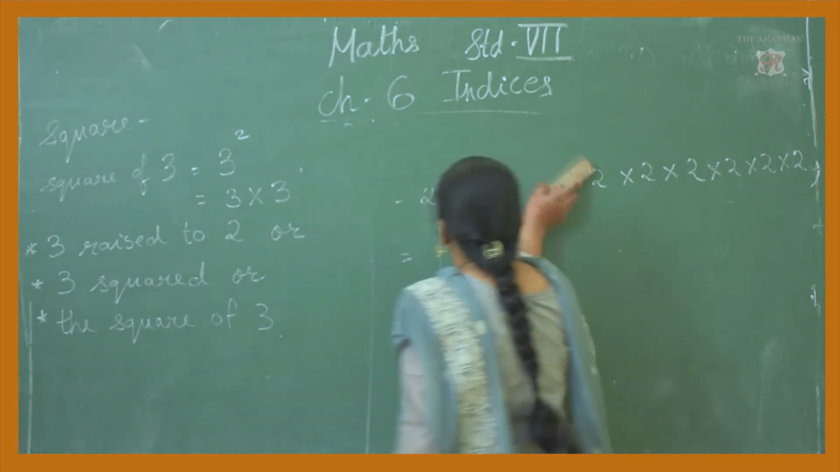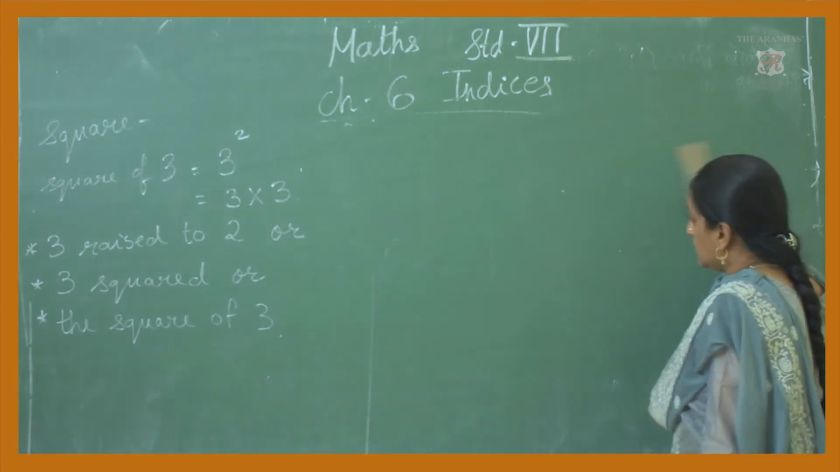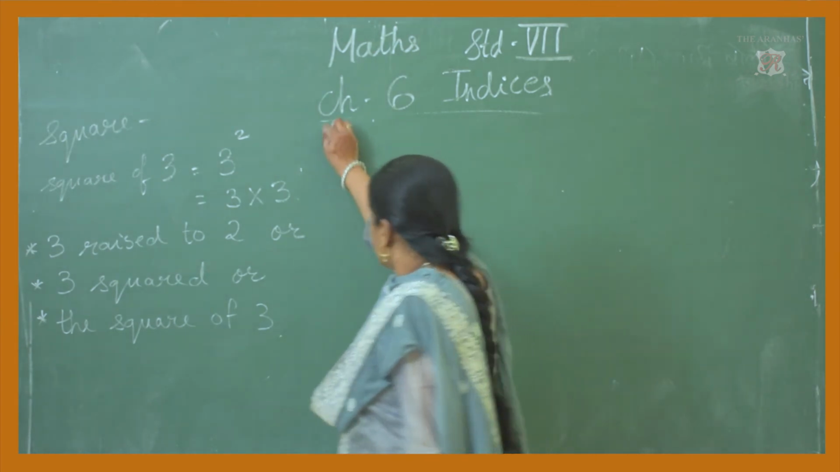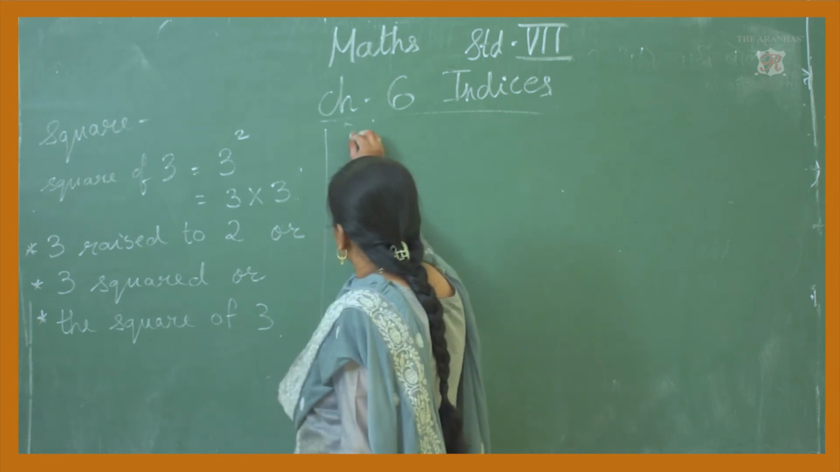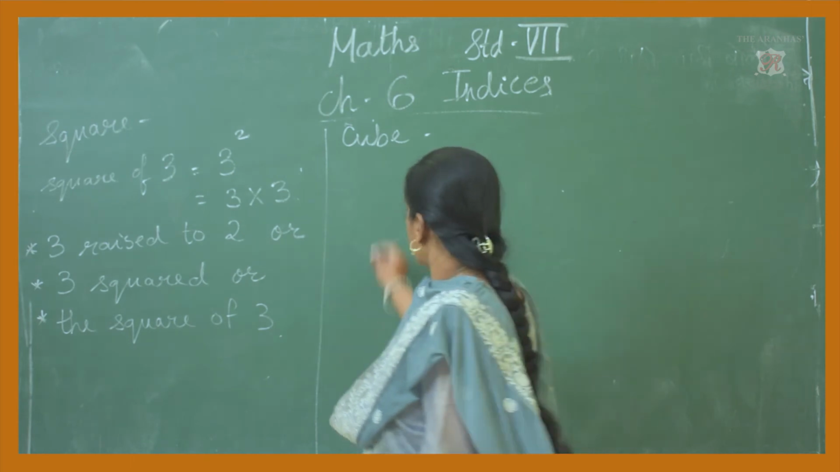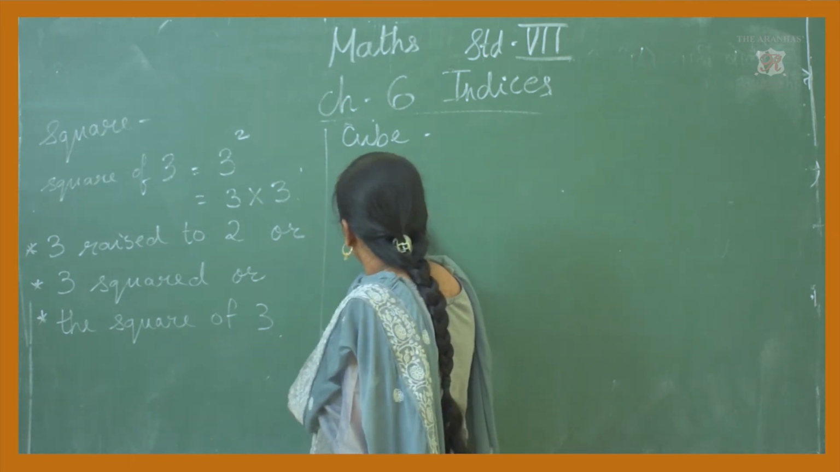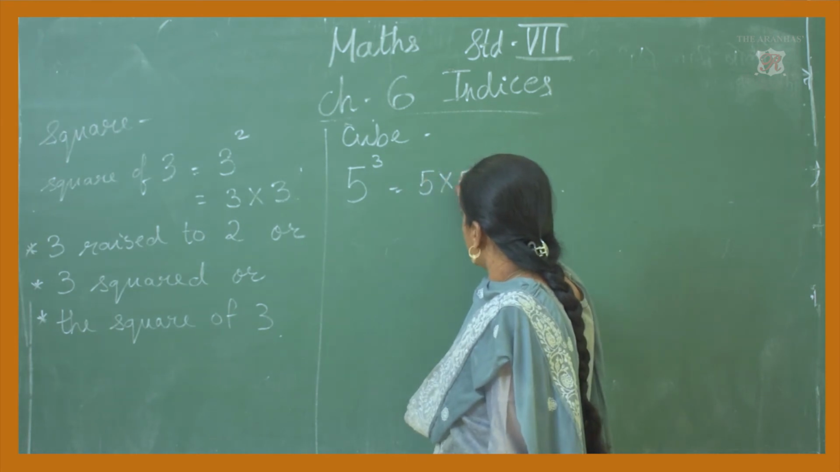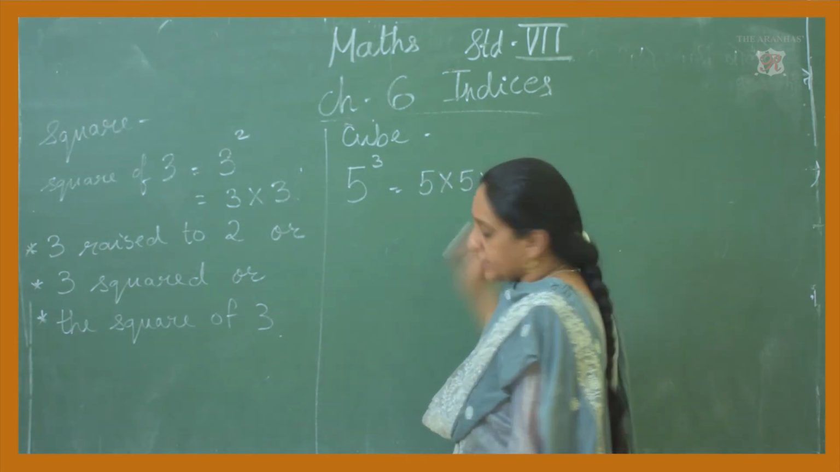This is the concept of square that they have given in the textbook. Now for cube, what have they given? Cube means any number raised to 3. They have given the example of 5. 5 raised to 3 means 5 cube. 5 raised to 3 means 5 is multiplied 3 times.